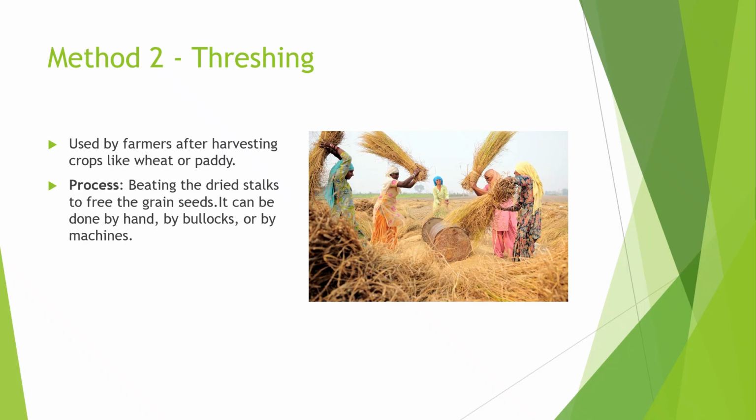The second method is used by farmers. It is called threshing. After harvesting crops like wheat or paddy, the farmers have huge bundles of stalks. How do they get the tiny grains out? They beat the stalks against a hard floor or a stone. This process of beating the stalks to free the grain seed is called threshing.